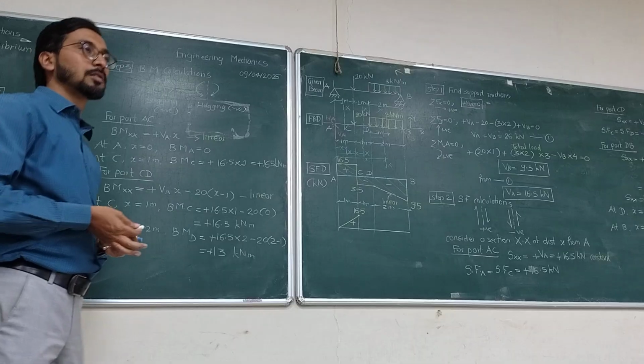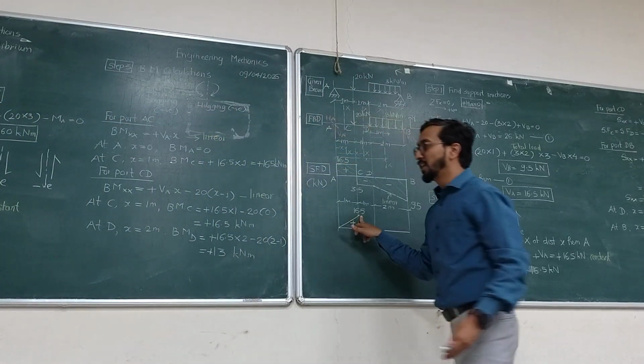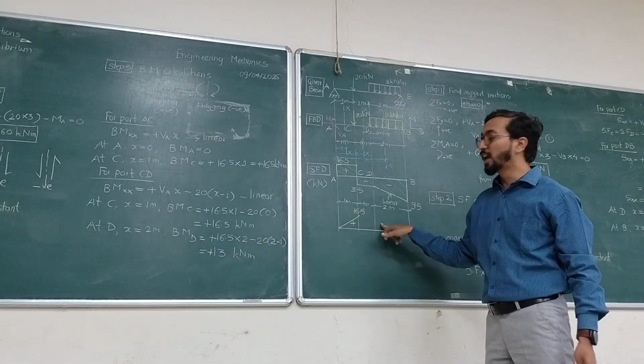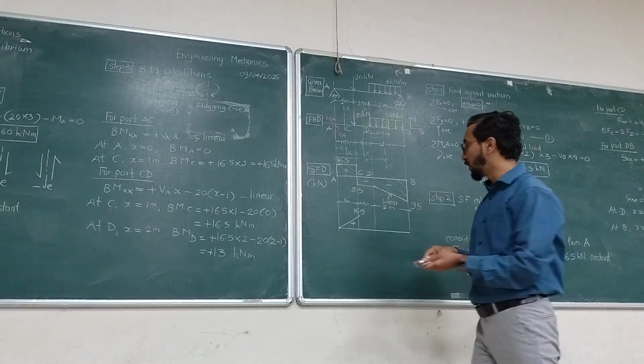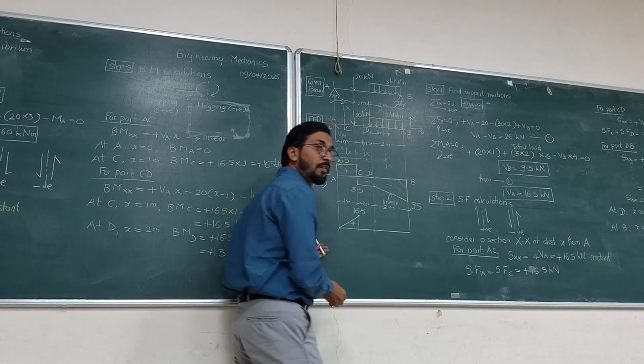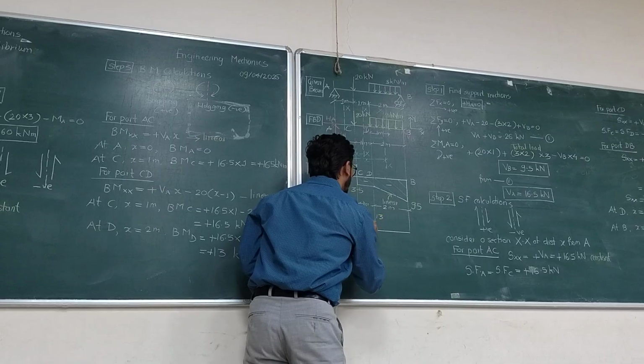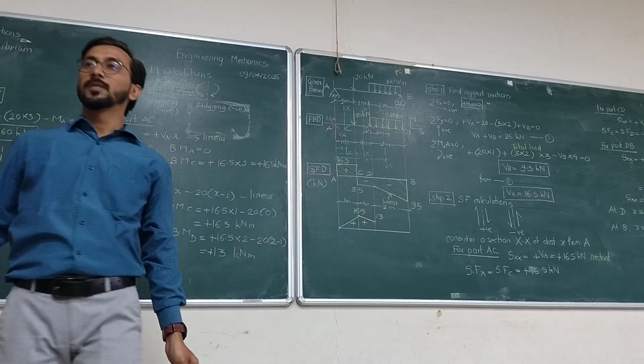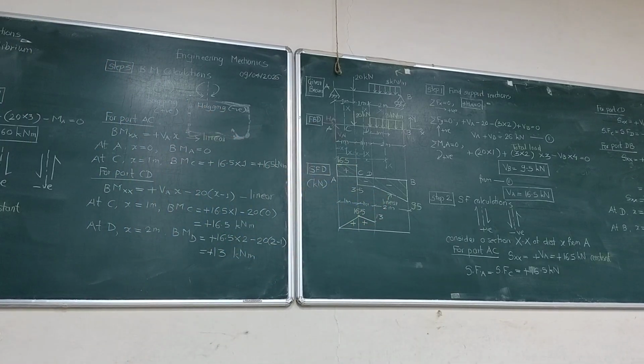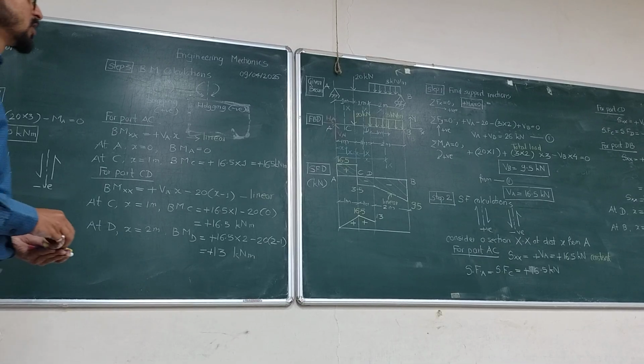Can we plot this? Bending moment at C is plus 16.5. Bending moment at D is 13. So it is this one. What is the variation? Linear. So I will connect it like this. Got this? So at D it is 13 kilonewton meter. Let us do the last part calculation.